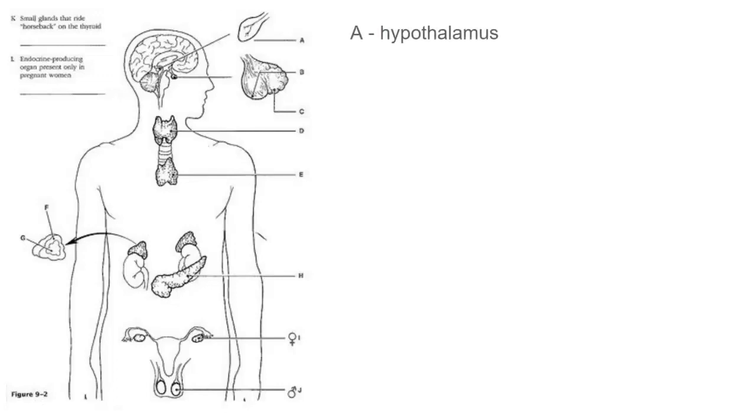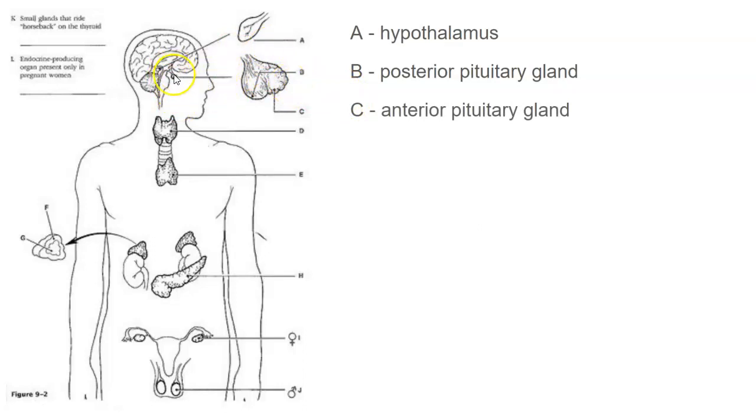So A is the hypothalamus, which is a part of our brain, which also controls our pituitary gland. The pituitary gland has two sections to it. So the posterior pituitary gland will be closer to the back of the head, and the anterior pituitary gland will be closer to the nose. Okay, so it's sitting like this in orientation, and there's two lobes to it, one that's closer to the back and one that's closer to the front. They each release different types of hormones, so you have to know the difference between the two.